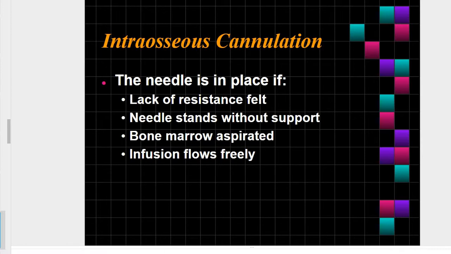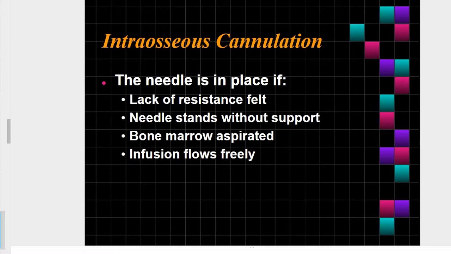The needle is in place if there is a lack of resistance when you go to flush, or a lack of substantial resistance when you flush with your saline in the 10 cc syringe. If it stands without support, if you aspirate, you might see bone marrow flowing up into the saline in your syringe, but not necessarily, or the infusion flows freely.